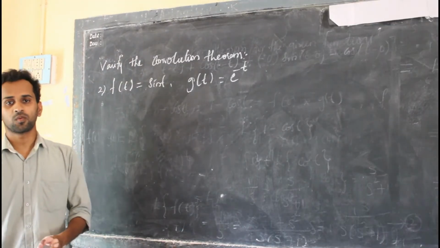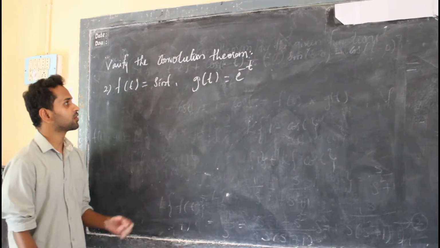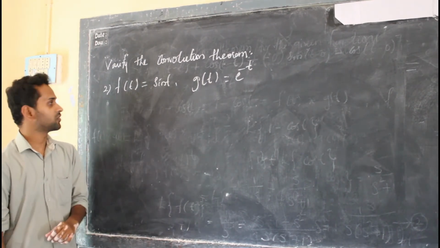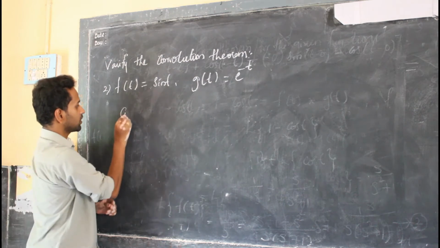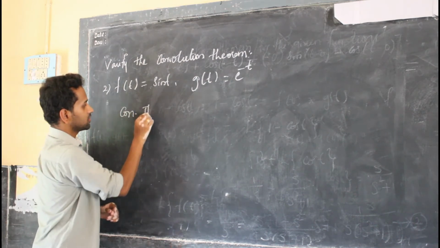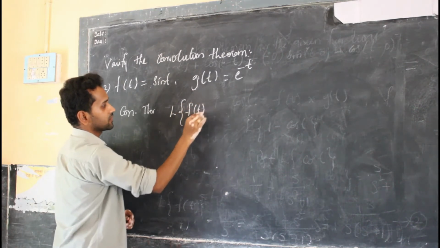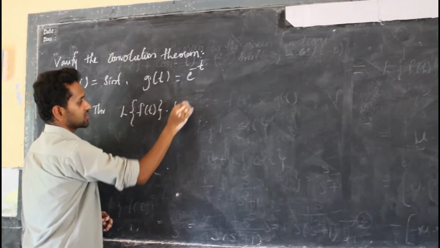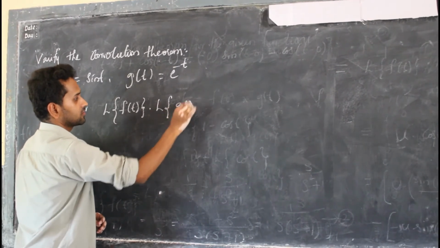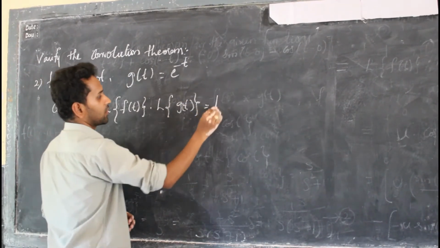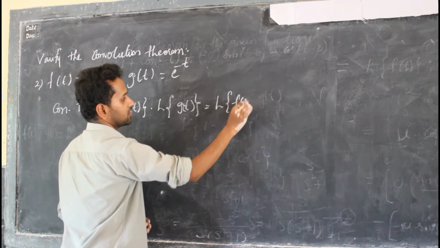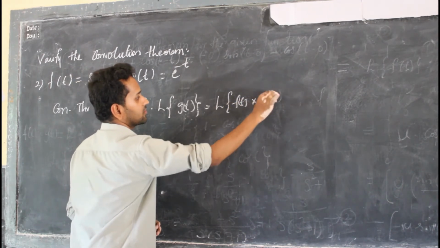Okay, let us solve one more problem on the convolution theorem. Verify the convolution theorem for the given f of t and g of t. So first write the convolution theorem that we have. The convolution theorem: the Laplace transform of f of t into the Laplace transform of g of t equals the Laplace transform of f of t star g of t.